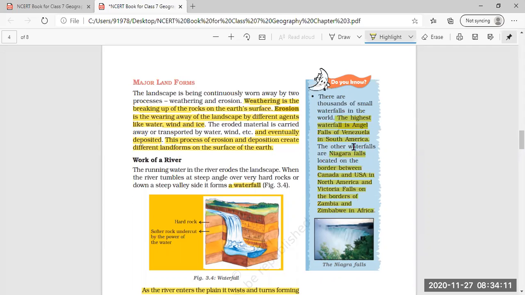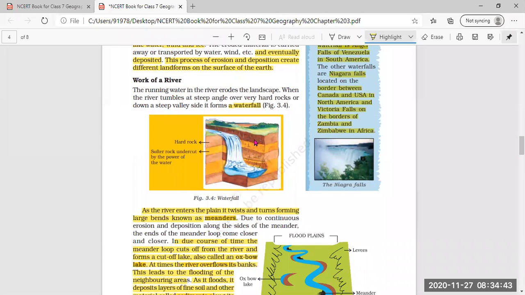And apart from this highest waterfall, Angel Falls, other waterfalls are also there. They are Niagara Falls, located on the border between Canada and USA in North America, and Victoria Falls on the border of Zambia and Zimbabwe in Africa. So these are the other two waterfalls apart from Angel Falls. But Angel Falls is the highest waterfall, found in South America in Venezuela. So waterfall is clear.